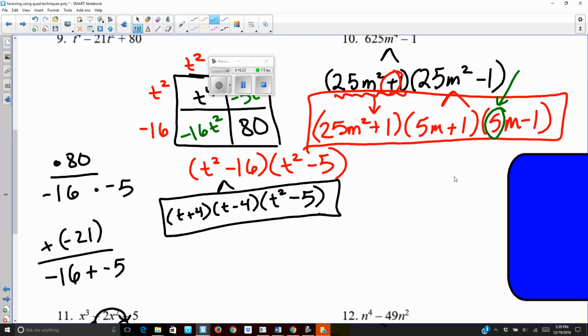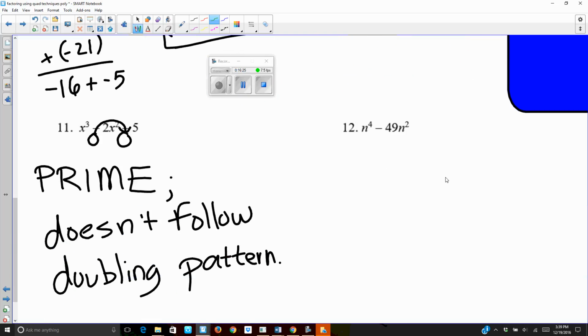Pause if you need to. These last two, we're not going to do the last page, but 11 is prime. There's no GCF. It does not follow the doubling pattern. So that first exponent's not double the second exponent.